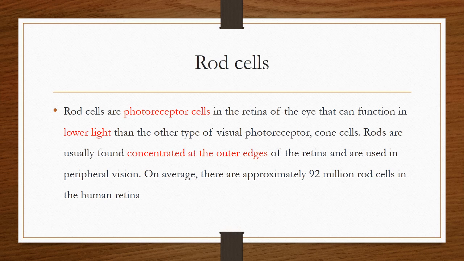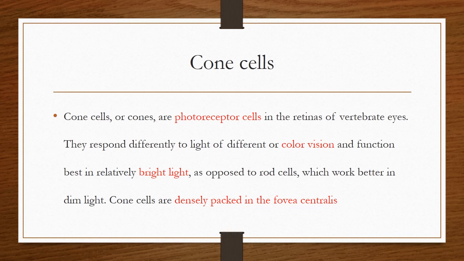Let's talk about the rod cells first. Rod cells are the photoreceptors that are found in the retina of the eye and they function best in lower light. They are found concentrated at the outer edges. Cones are also photoreceptors. They respond differently to light of different colors. So they are basically responsible for color vision and they work best in bright light. They are densely packed in the fovea centralis.